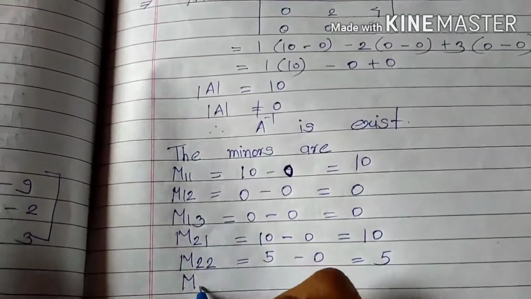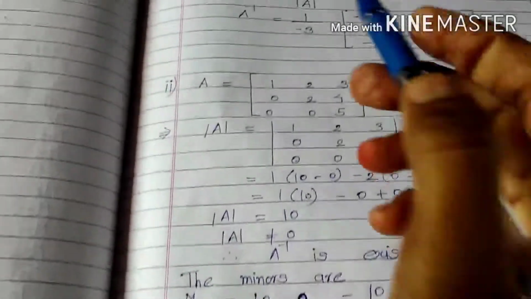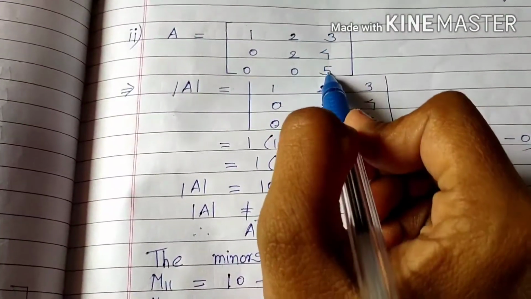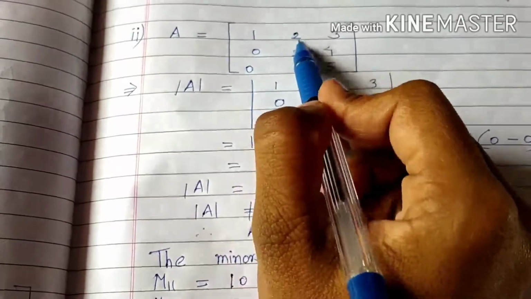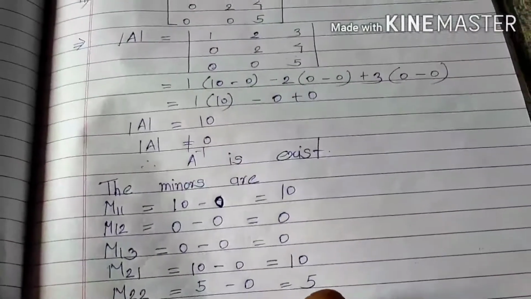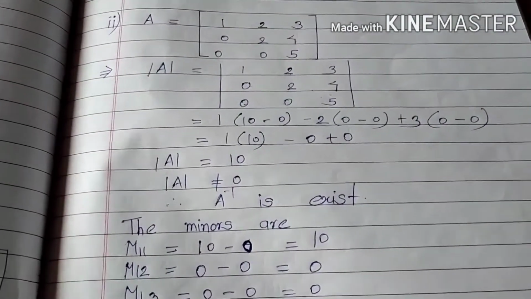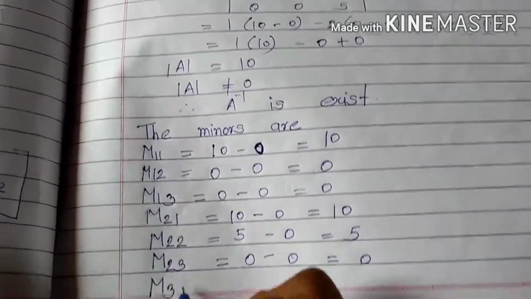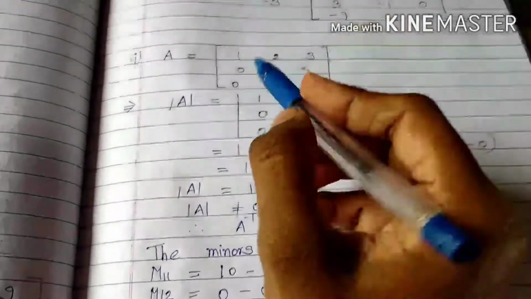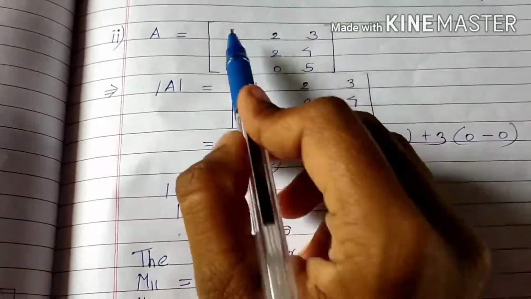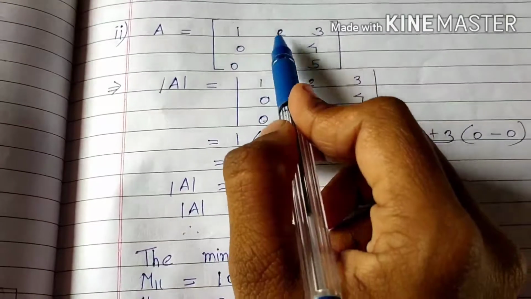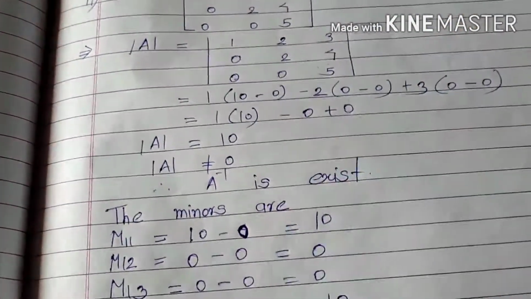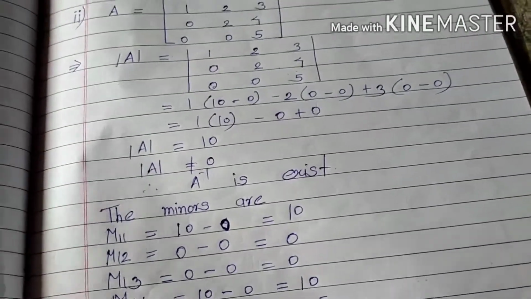Next, M23. Deleting the second row and third column, you get 0 into 1, 0, and 2 into 0, 0. So 0 minus 0 is equal to 0. Next, M31 is equal to, deleting the third row and first column, you get 4 into 2, 8, minus 3 into 2, 6. So the answer is 2.